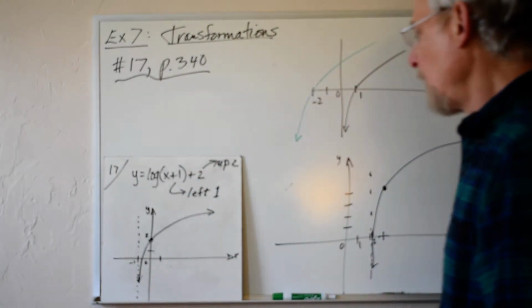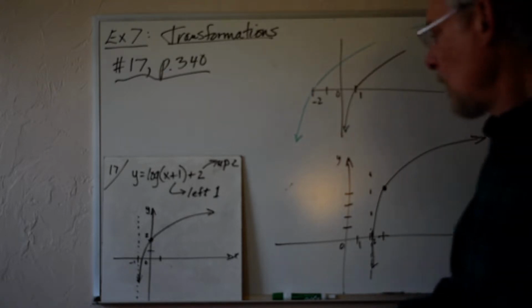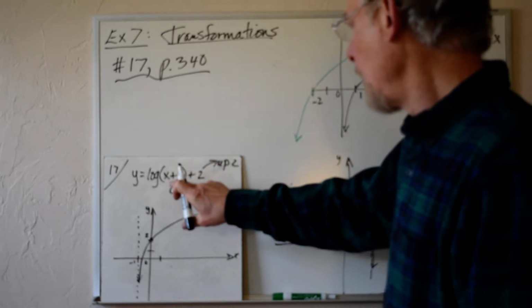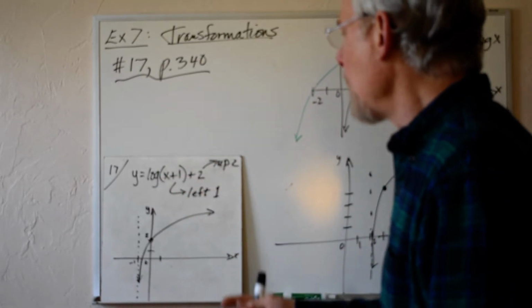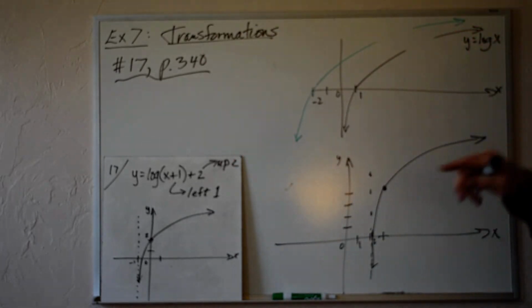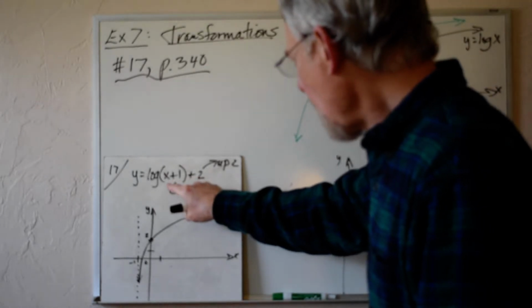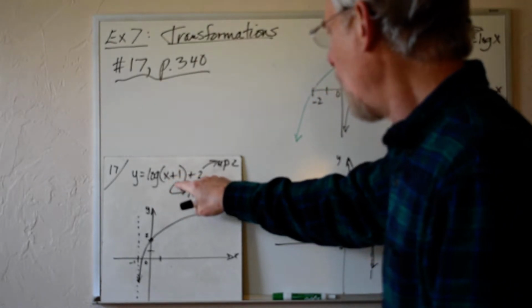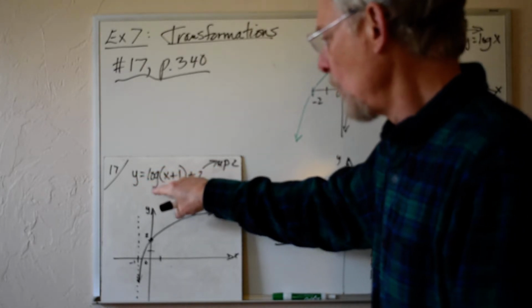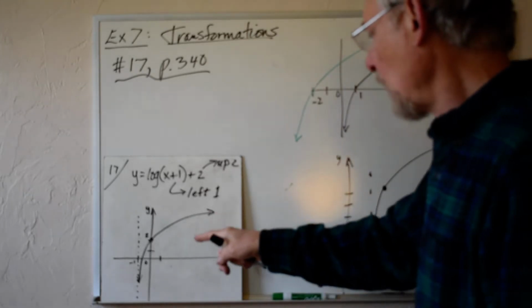For 17, you have this function. We see that there's a 2 being added on outside of the log expression. So we know the graph is going to get shifted up 2. Remember, in our last example it got shifted up 4. I'm adding 1 on to the variable which is being put into the log function. So we know that that's a shift to the left of 1.